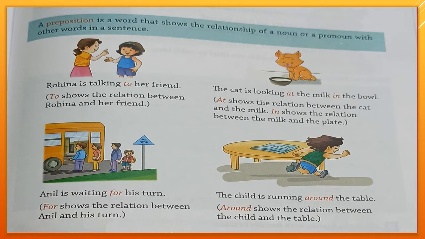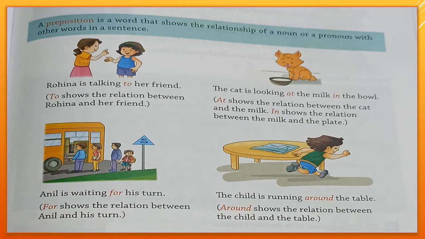Let's go for it. Like first example, Rohini is talking to her friend. Here it shows the relation between Rohini and her friend that is shown by the word to. So here to is a preposition, like Rohini is talking to her friend. Now let's go for the second example. Anil is waiting for his turn. Here for shows the relation between Anil and his turn. So for is the preposition in this sentence.